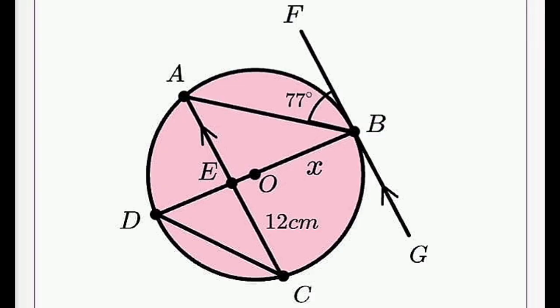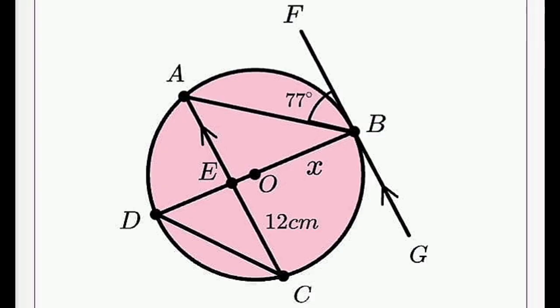And if we have 77 as the angle between the tangent and the side of that triangle, then 90 minus 77 will give us the angle B of AEB, which is 13 degrees. So we found 13 degrees to be the angle inside the triangle at B of triangle AEB. Then X is the base of the triangle.